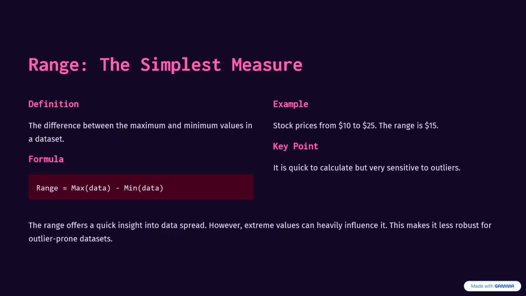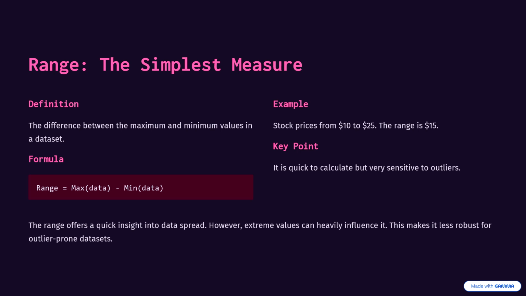Next are the types of measures of spread. The first type of measure of spread is the range. The range is the simplest measure. The definition of the range is the difference between the minimum and maximum values in the data set. In statistics, the range is a measure of the spread: the difference between the highest and lowest values in the data set. To find it, subtract the smallest number from the largest. The formula for the range is maximum data minus minimum data.